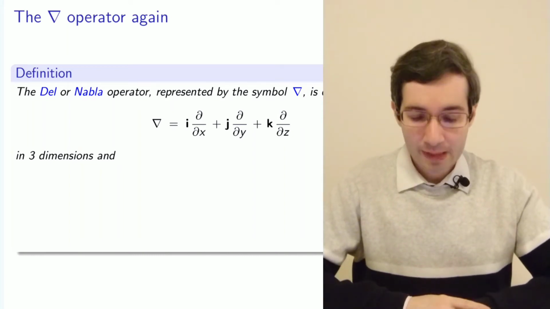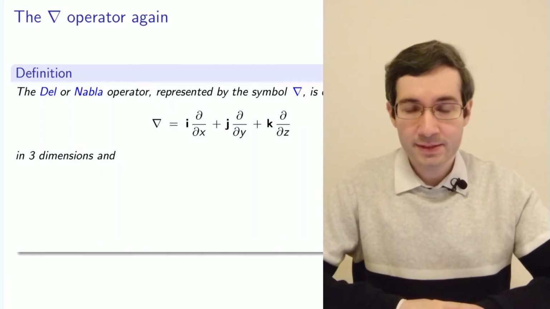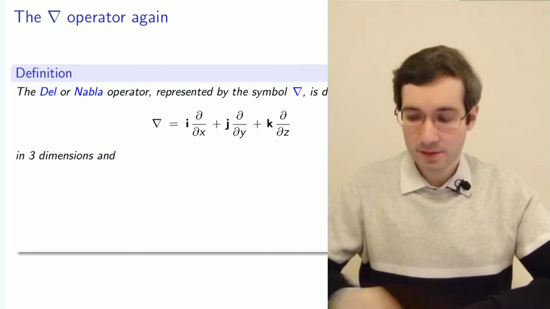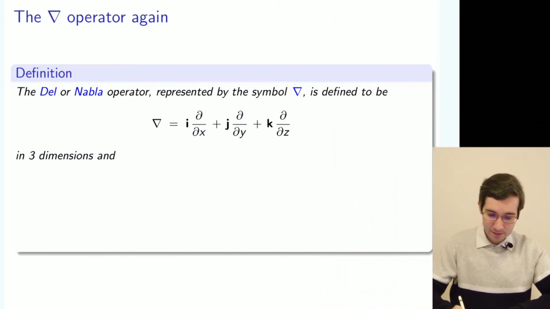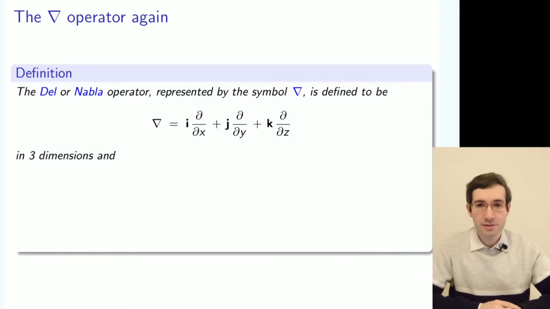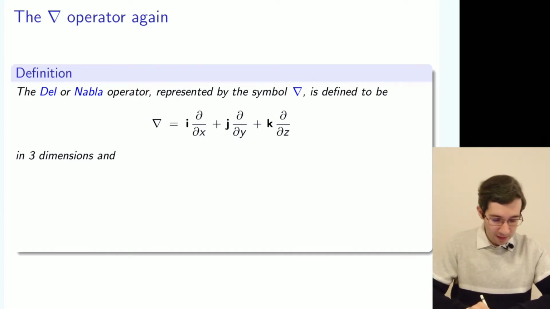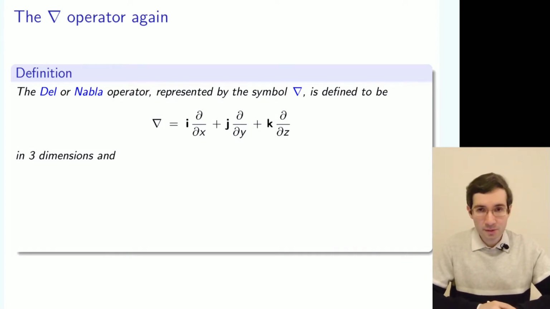By now, we have met quite a bit of examples of how that operator, that symbol, comes about in gradient, in directional derivative, and in many other places. And it's time to look at this more closely.